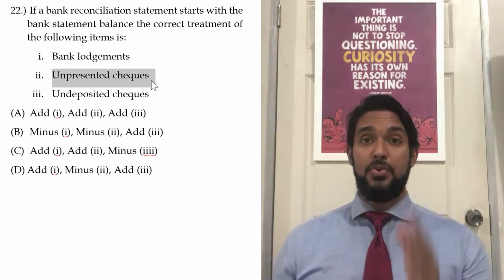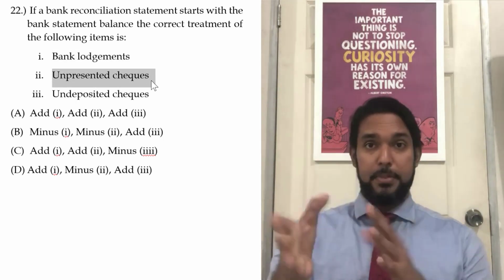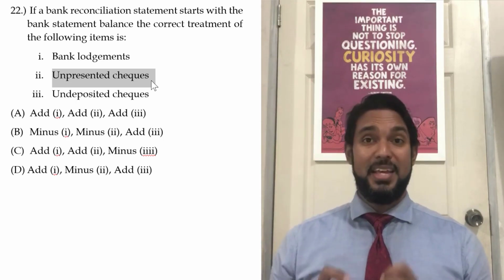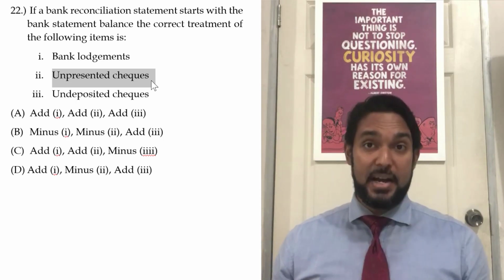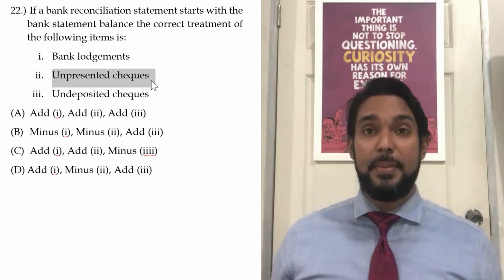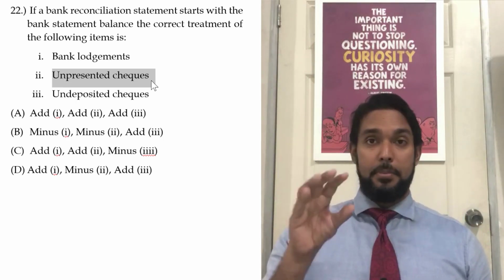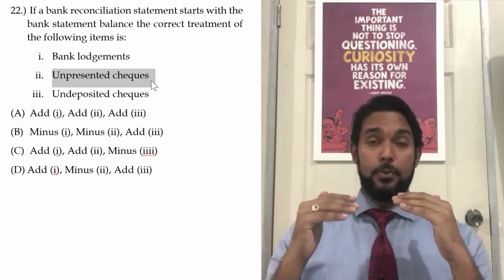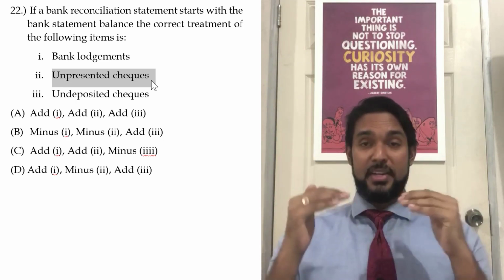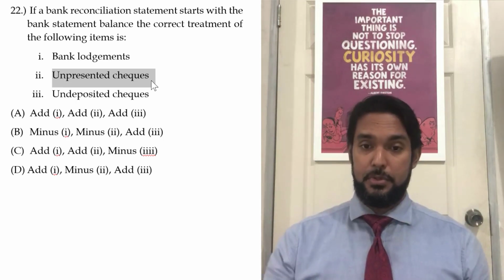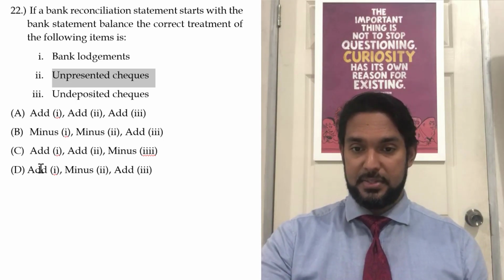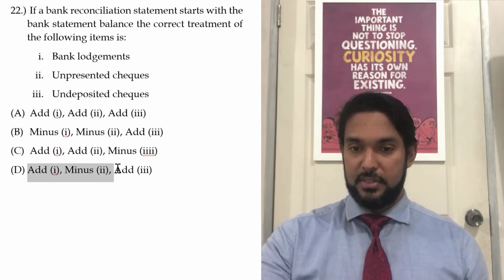Unpresented checks. That's when we write checks to people we have to pay, but they have not yet carried that check to the bank. They haven't presented it for payment, so our money hasn't come out of our account as yet. So the bank statement won't reflect that outflow. So what we have to do if we have to reconcile is subtract that amount. So we have to say minus. Okay, so it looks like this is the answer.